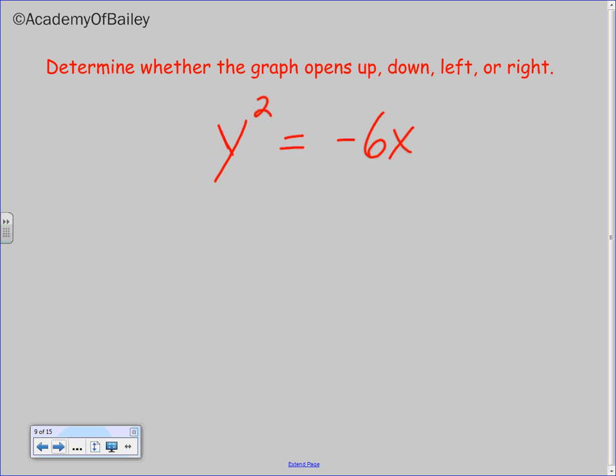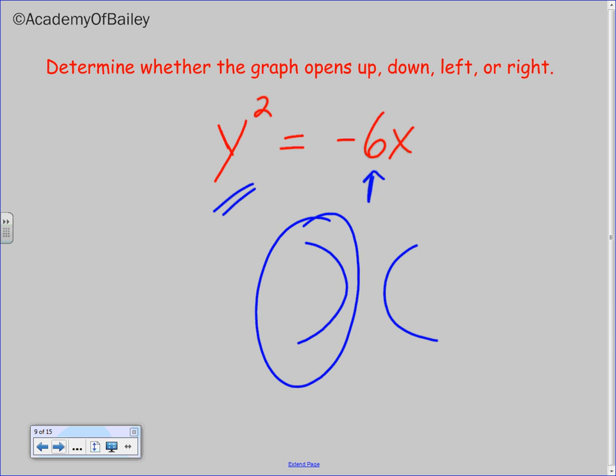See if you can determine this one on your own. We know y squared either opens left or it opens right. And since 4 times p is going to be negative, it's going to open left.